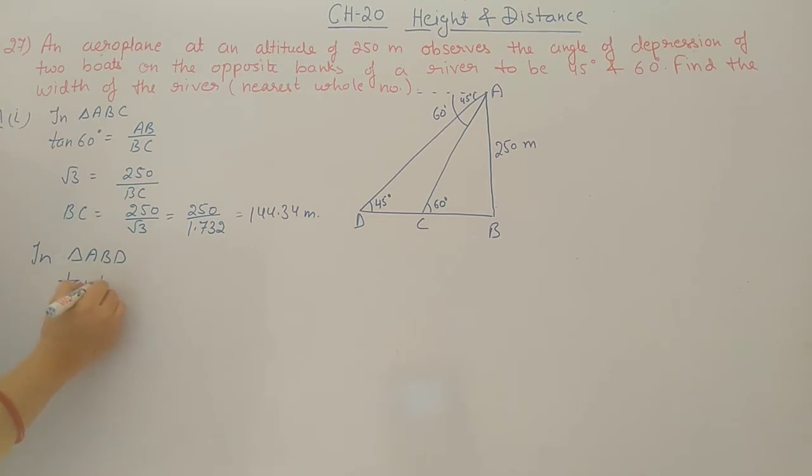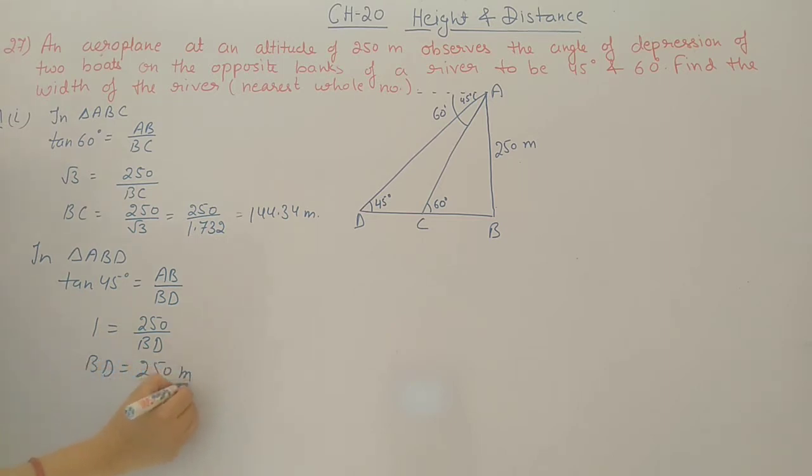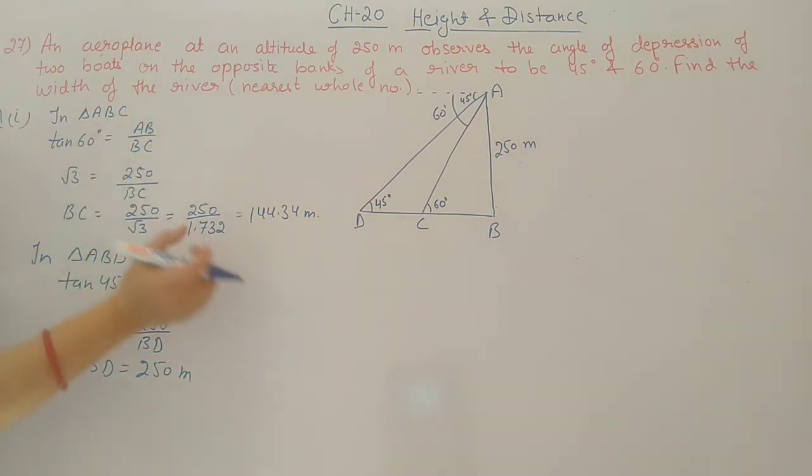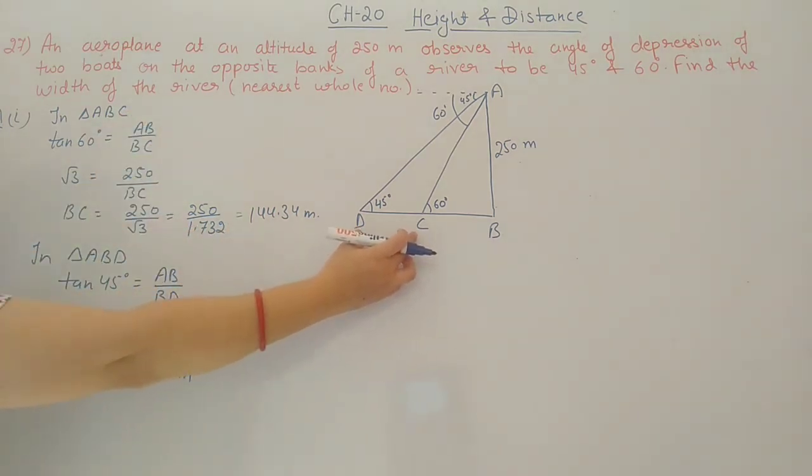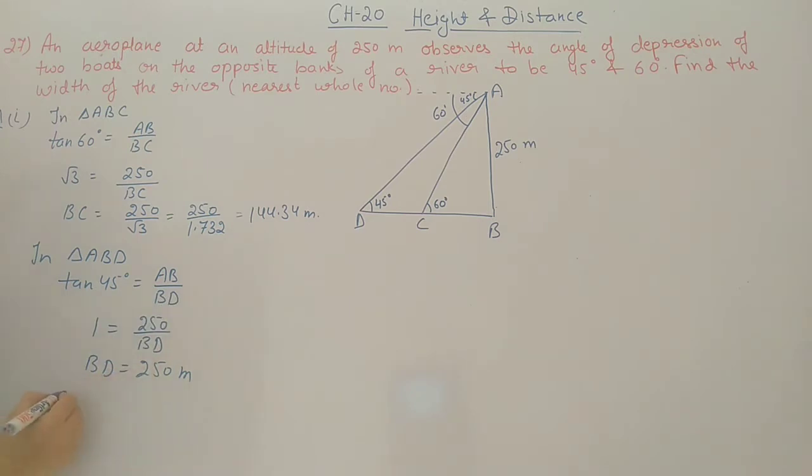Now another triangle, triangle ABD. Tan 45 is equal to height by base. Base is BD for this triangle. Tan 45 value is 1, AB is given 250 and BD we have to calculate. So BD is equal to 250 meter. In this question we have to find out the width of the river. Width of river means we have to find out CD. So CD is equal to BD minus BC.